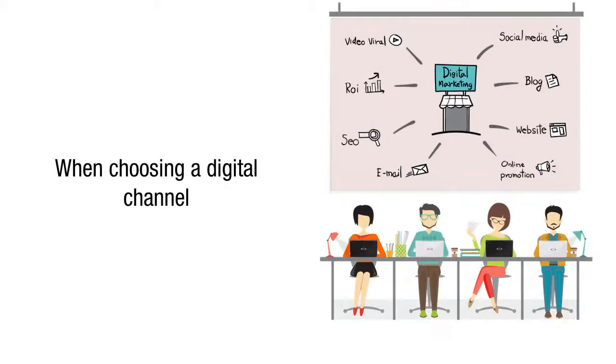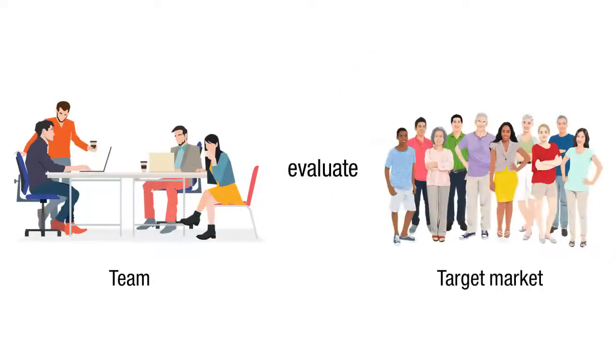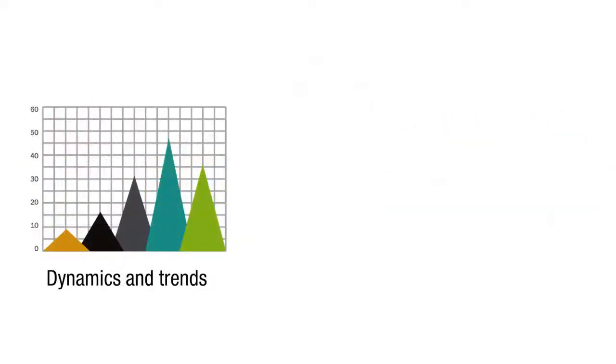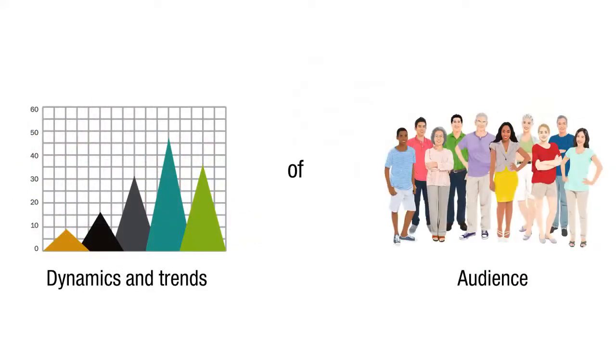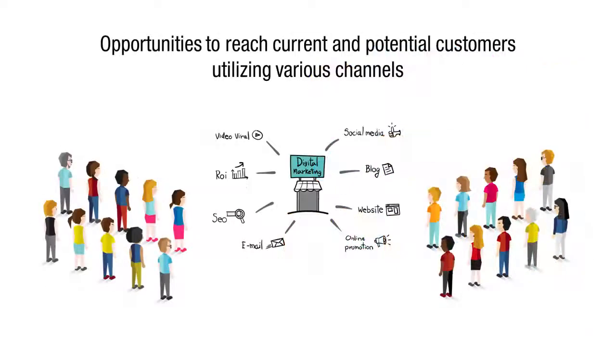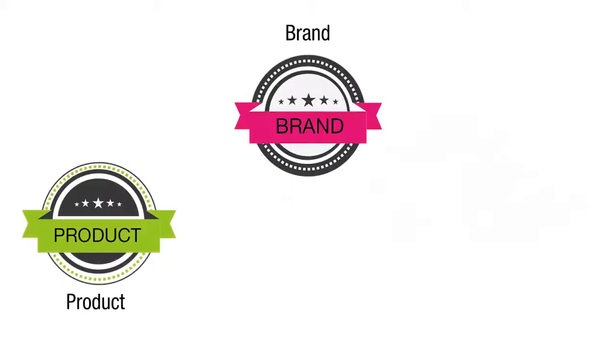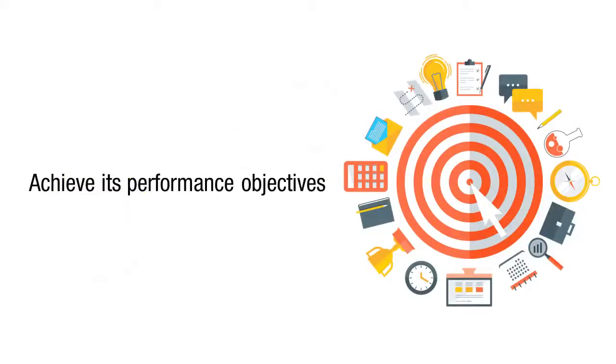Rationale for selection. When choosing a digital channel, there are many factors that should be considered by the marketing team. The team should evaluate the target market and understand the dynamics and trends of the audience. In addition, the team should understand the preferences of the audience and the opportunities to reach current and potential customers utilizing various channels. Documenting the rationale ensures that there is correct justification for such decisions and that an aspect is going to be useful in helping a product, brand, or service achieve its performance objectives.